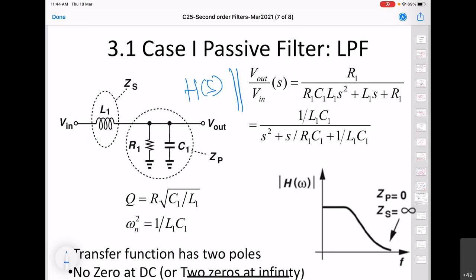So here, suppose we take a series inductor and capacitor, and a resistor in parallel at the output. Then the transfer function that we will get is given by this expression. So here you can see that gamma is 1 by L1 C1, and the denominator is second order. So this is the second order kind of filtering transfer function.